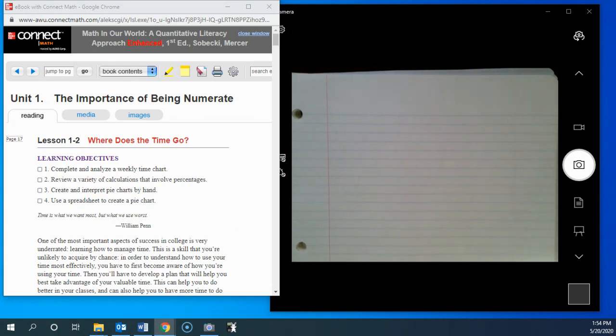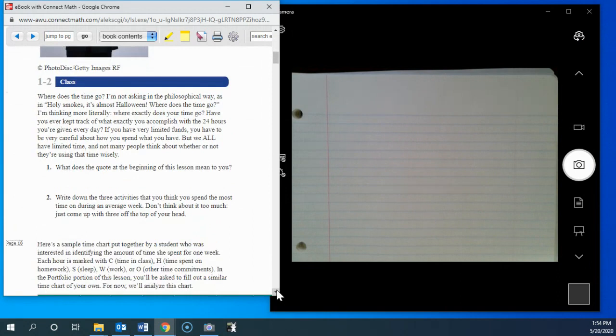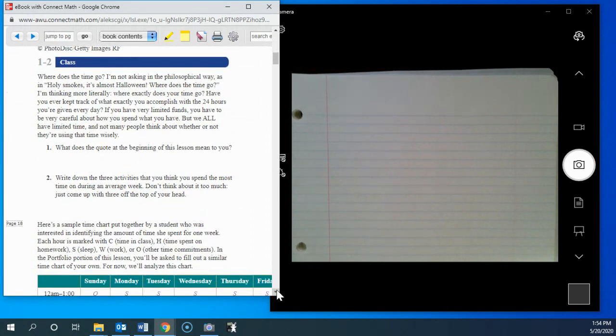Okay, now, this lesson here, I think is going to be very, very good for you. But what I want to do is look down here. It says, where does the time go? I'm not asking in a philosophical way, as in holy smokes, it's almost Halloween. Where does the time go? I'm thinking more literally. Where exactly does your time go?